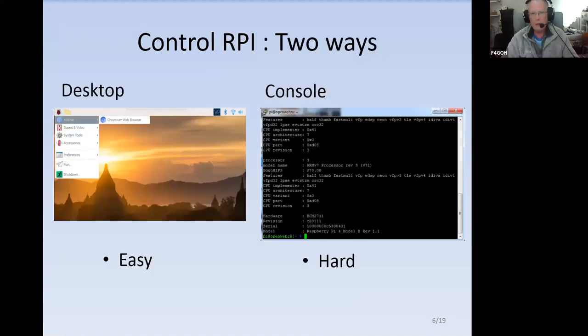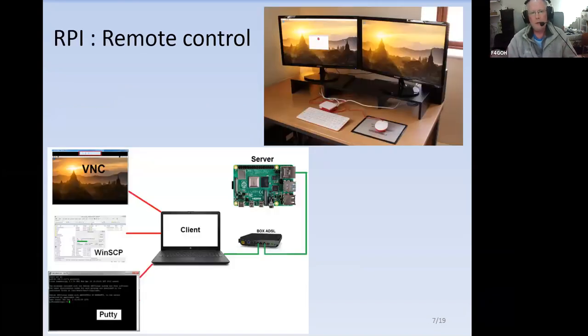So there are two ways to control the Raspberry Pi. The easy mode with the desktop, and the console, which is very interesting, but much harder, because you must use the bash commands and know different commands like list directory, remove, and chown, and commands to change the write access of a file, and use the nano editor to configure different software. Why? Because there are different ways to control the Raspberry.